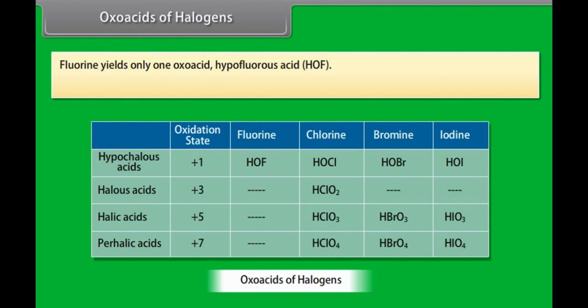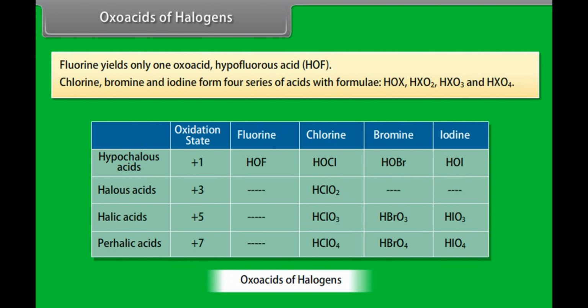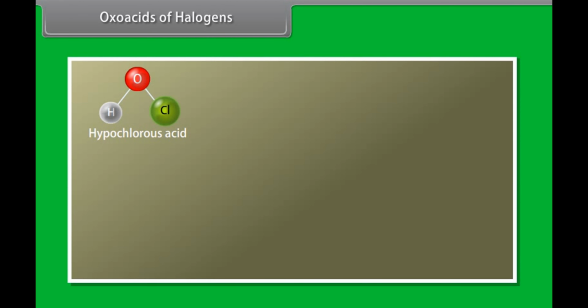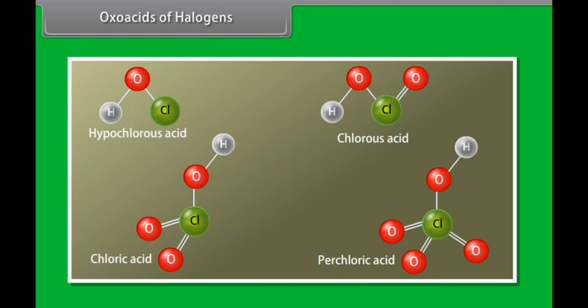Oxoacids of halogens. Fluorine yields only one oxoacid, hypofluorous acid. Chlorine, bromine, and iodine form 4 series of acids with formula HOX, HXO2, HXO3, and HXO4. Many of these are known only in solutions or as salts. The oxoacids of chlorine are hypochlorous acid, chlorous acid, chloric acid, perchloric acid.